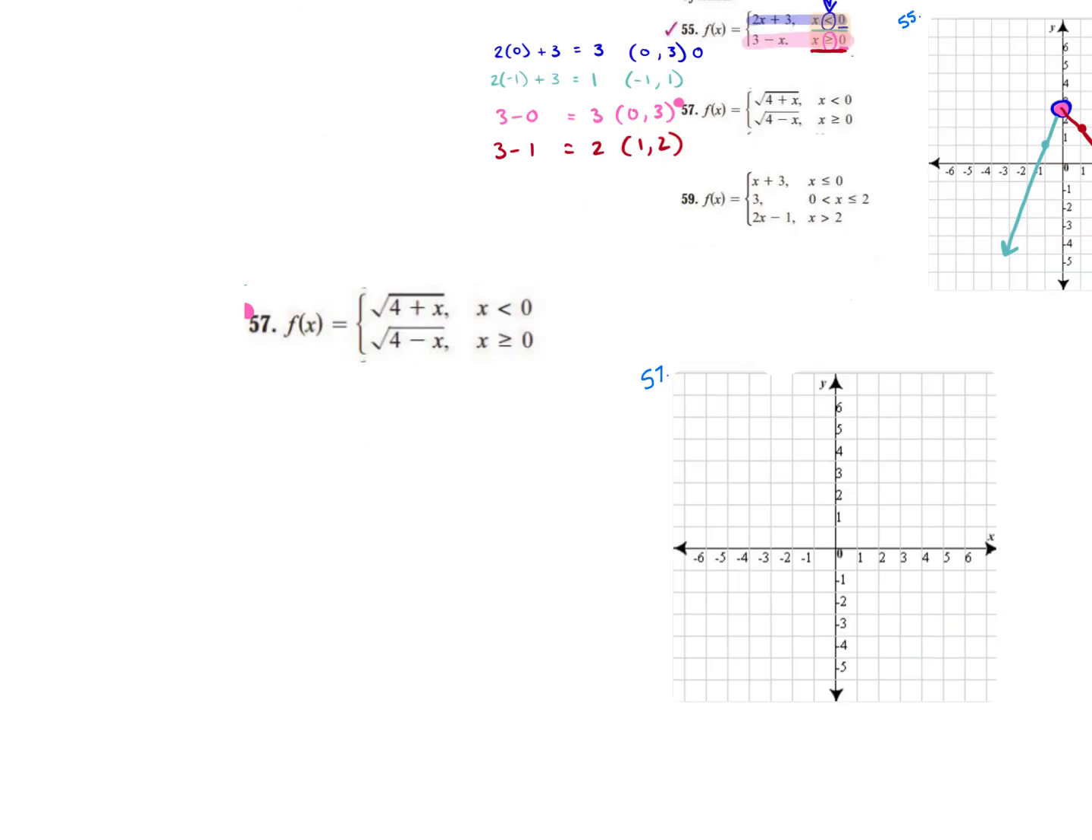All right, so with 57, we kind of talked about square root graphs yesterday. Does anybody know what shape a square root graph has? It's kind of got the shape of a square root. It looks like this.